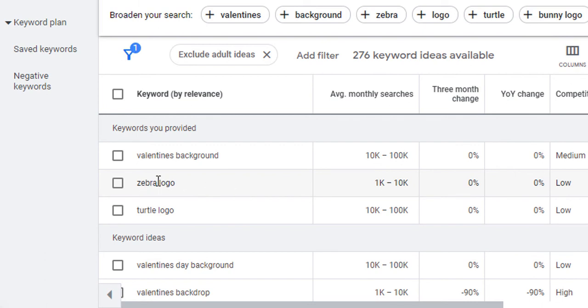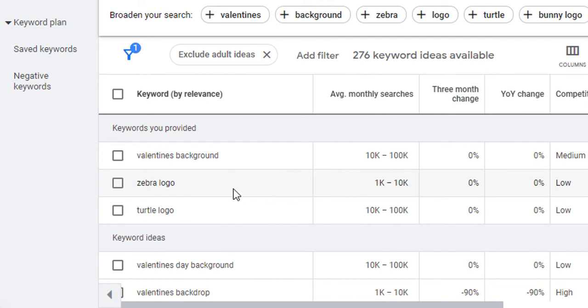So if you are designing a logo for zebra, check out its number. The average monthly searches are between 1,000 and 10,000. On the other hand, if you are designing something for a turtle logo, that has about 10 times that of the zebra. So these numbers are going to help you out in skipping the zebra and sticking with the turtle. These are just a few examples, but I hope it makes sense to you.